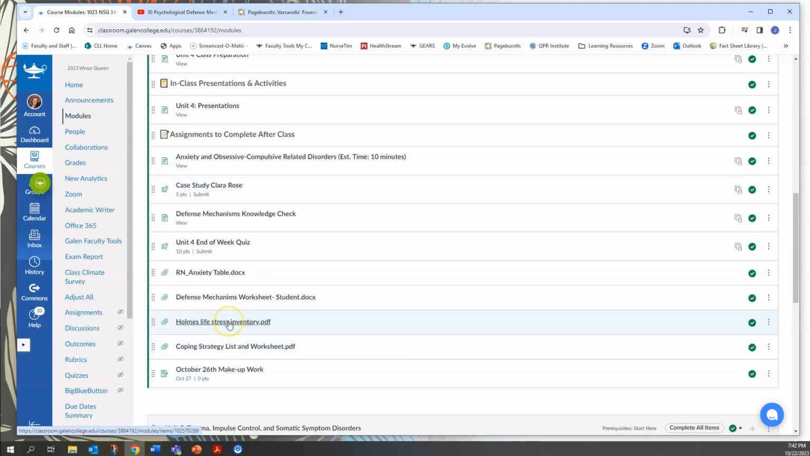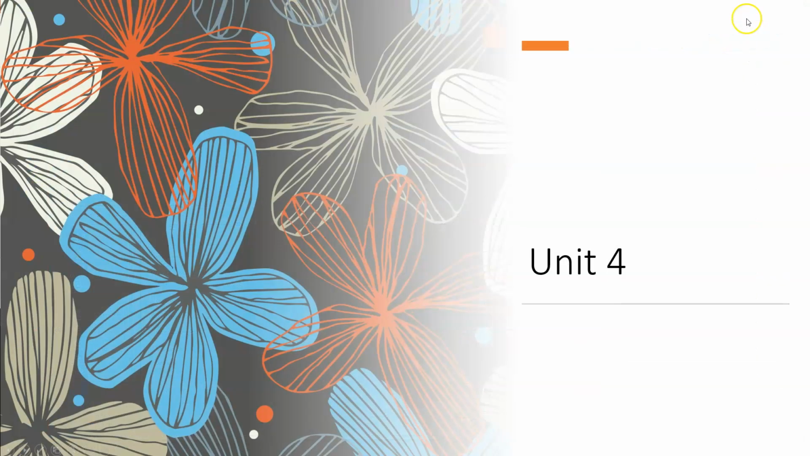And the Holmes Life Stress Inventory and the Coping Strategy List and Worksheet are just some FYI fun stuff, at least to me it's fun, that we're going to talk about during the lecture. So that's what you can find in the Canvas course.